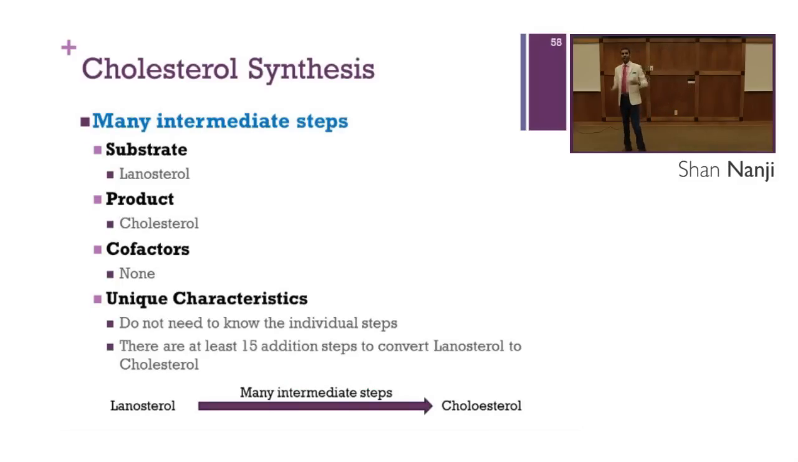Now, there are lots of intermediate steps, and the process of converting lanosterol to cholesterol is not very important in the world of medicine. So the important points of the pathway come with the other enzymes, especially HMG-CoA reductase, and the fact that it forms cholesterol as this end product. So the intermediate steps will take lanosterol and form cholesterol. You do not need to know the individual steps, and there are at least 15 steps involved here, so we're just going to skip and go to the summary of cholesterol synthesis.